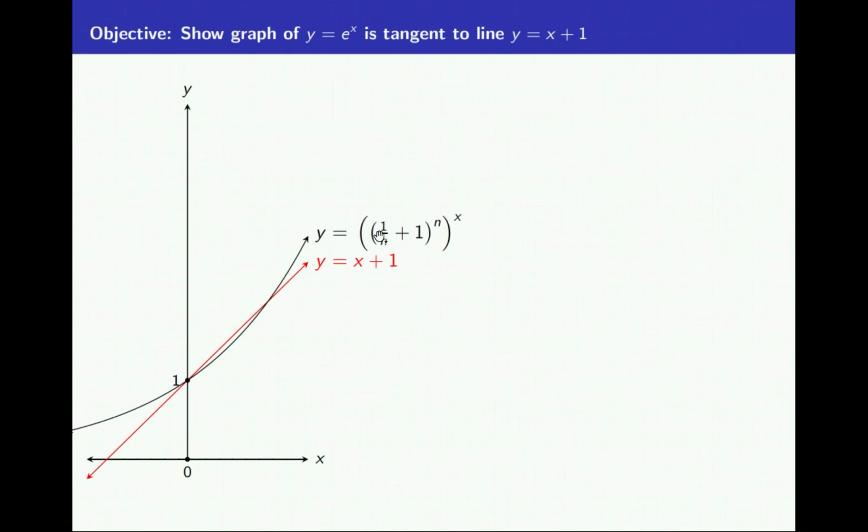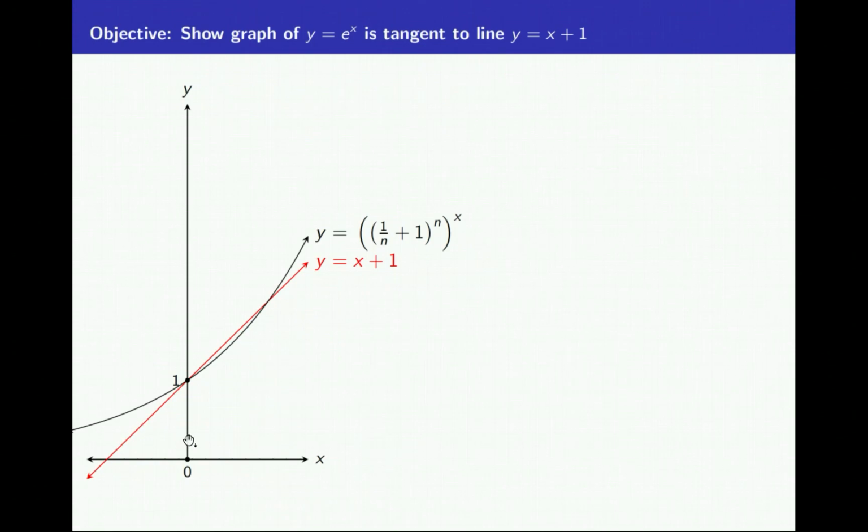And remember that if n is big, this base, 1 over n plus 1 to the power of n, is pretty close to e, but it's not exactly e. So this graph is an exponential function that's not e to the x. It's some other exponential function. So you're probably expecting it not to be tangent to the graph of y equals x plus 1. In fact, you can see here that it crosses this red line, x plus 1, in two places. One of them is easy to find.